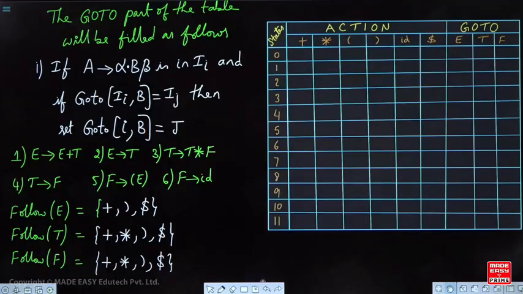What is it, Prajwal? What are you asking? Sir, please explain the high level parsing once. High level parsing. What is the meaning of high level parsing here? Prajwal.